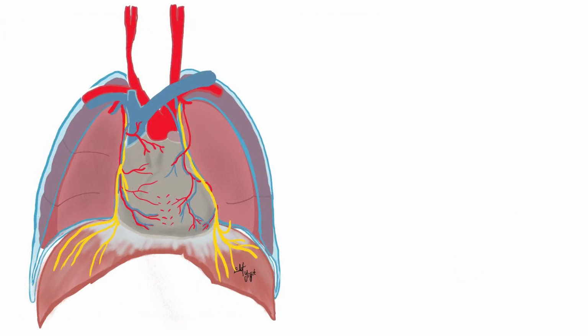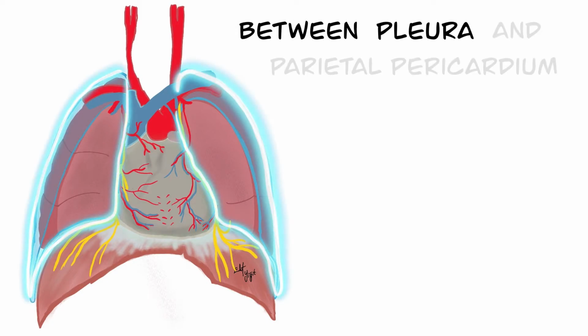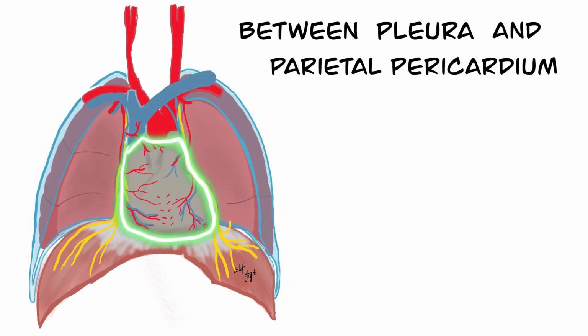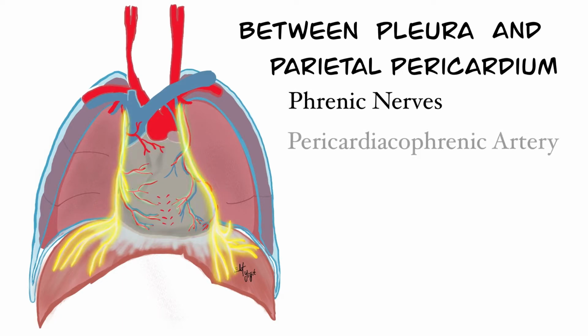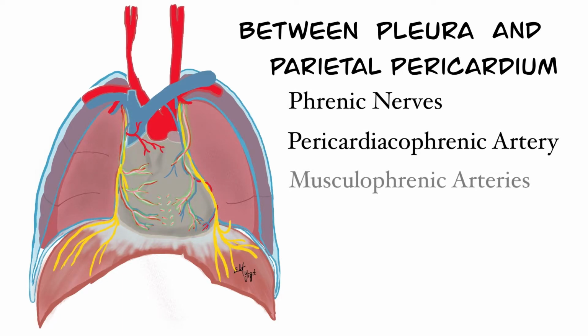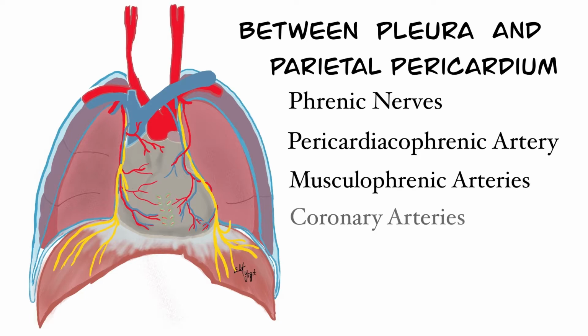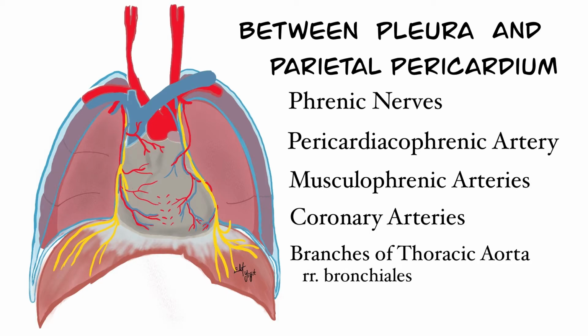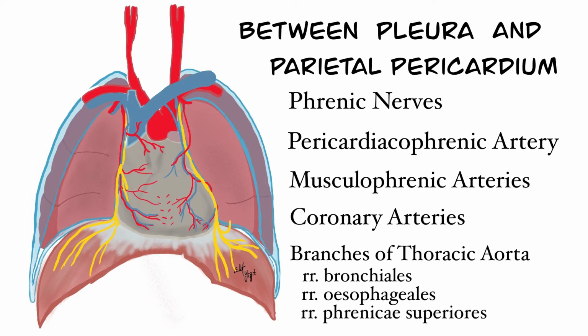Externally, the pericardium is covered by the mediastinal part of the parietal pleura. Between the pleura and the parietal pericardium, there are the phrenic nerves, pericardiophrenic arteries, musculophrenic arteries, coronary arteries, and some branches of the thoracic aorta. These are the rami bronchiales, rami meaning branches in Latin, rami esophageales, and rami phrenici superiores.